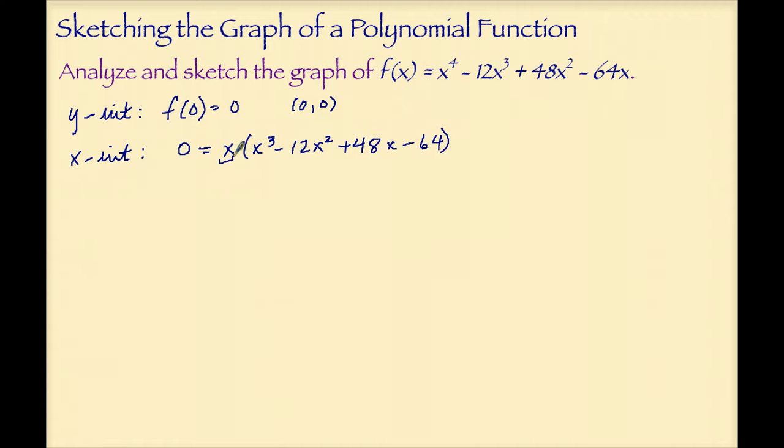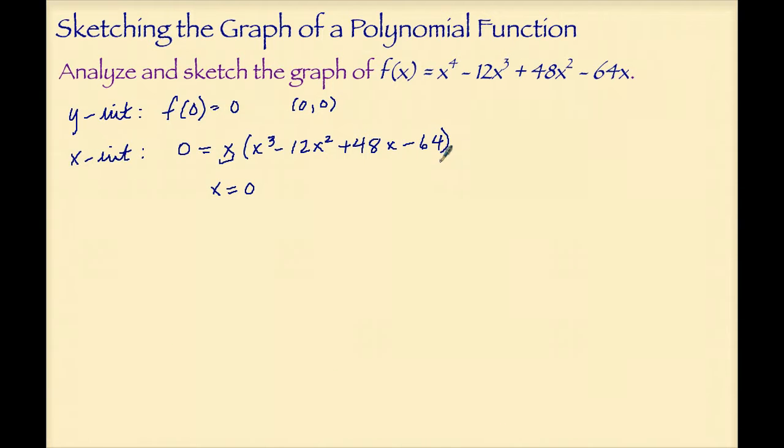Now, of course, we can take the x that we factored out, set it equal to 0, and realize that 0 is one of the x-intercepts, as we already knew. But how do we get the other x-intercepts from this cubic? Traditional factoring methods will not work here. We might try grouping, but we would discover it's not going to give us the factors we need.